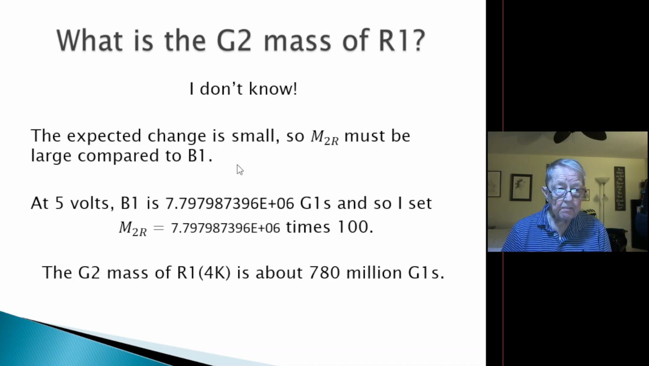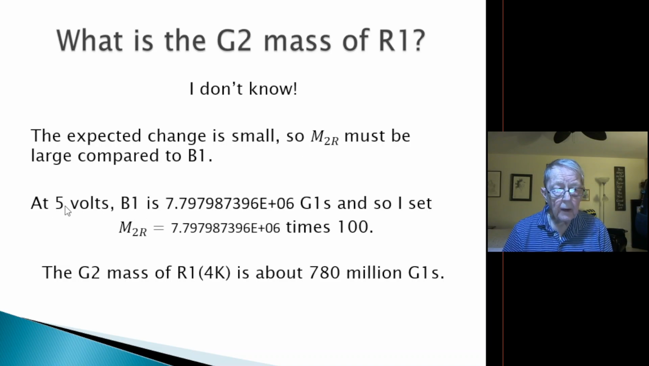I don't know. The expected change due to speed is small, so M2R must be large compared to the B1. When you look at that equation, M2R over M2R plus B1, M2R must be large compared to B1.